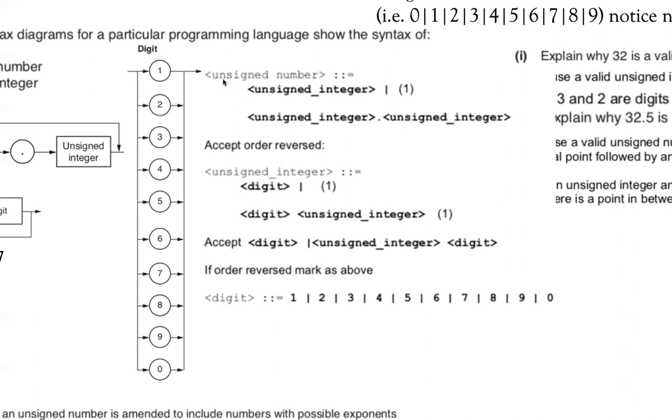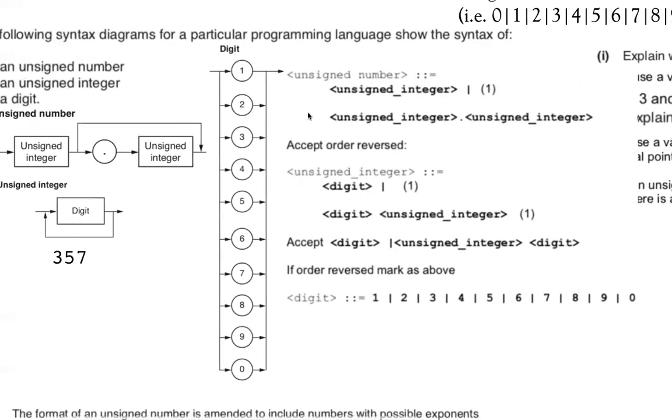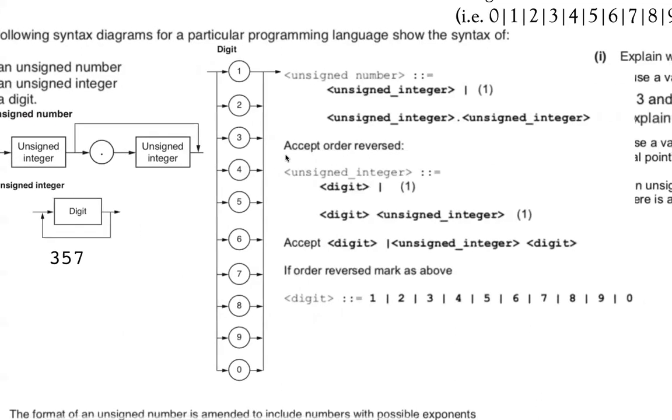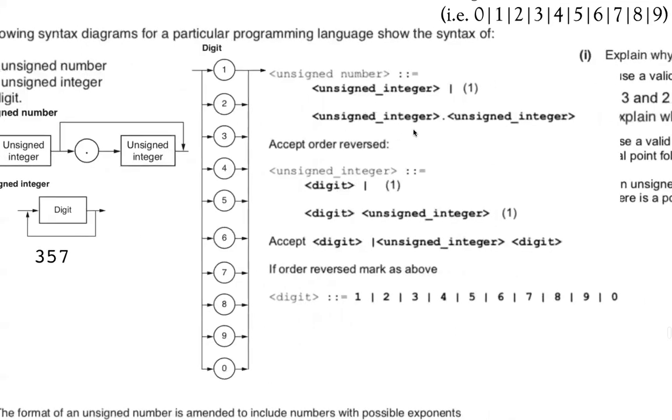Anyway, so an unsigned number is defined either as a single unsigned integer, or as an unsigned integer followed by a decimal place and then another unsigned integer. Notice that I have nothing written around the decimal place. There's no symbol used for the decimal place here because this is the Backus-Naur form, and this decimal point symbol is actually a terminal. It has to be written in exactly this way. There's no further definition of this.